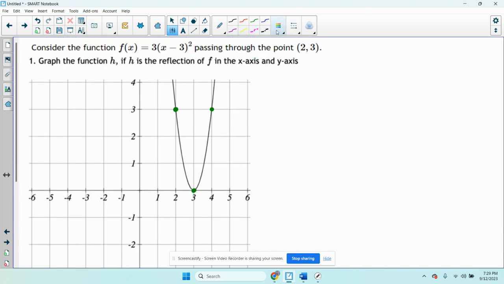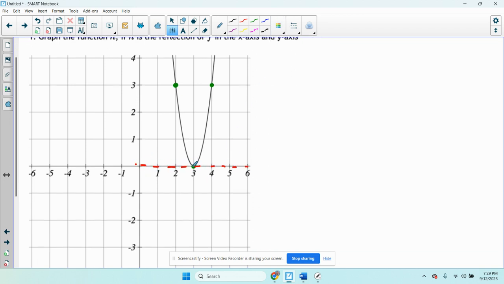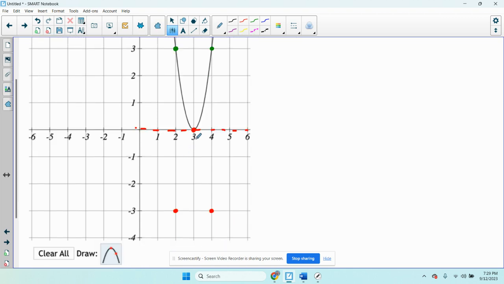So I'm going to reflect it about this line. This point, since it's on the line, is going to stay where it is. This point's 3 units above the line, so it's going to be flipped to 3 units below the line. This point's 3 units above the line, so it's going to be flipped to 3 units below the line. So currently my parabola is going to look like this.